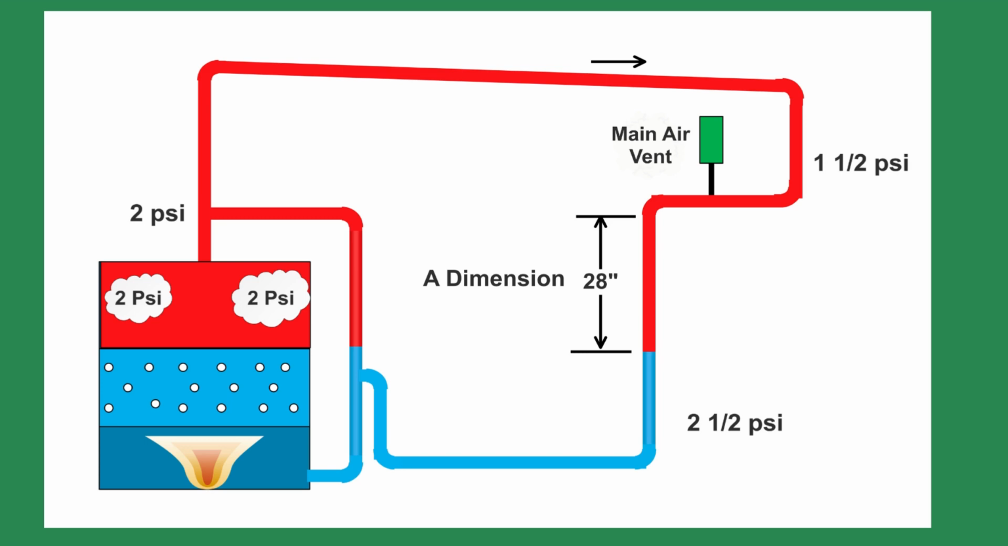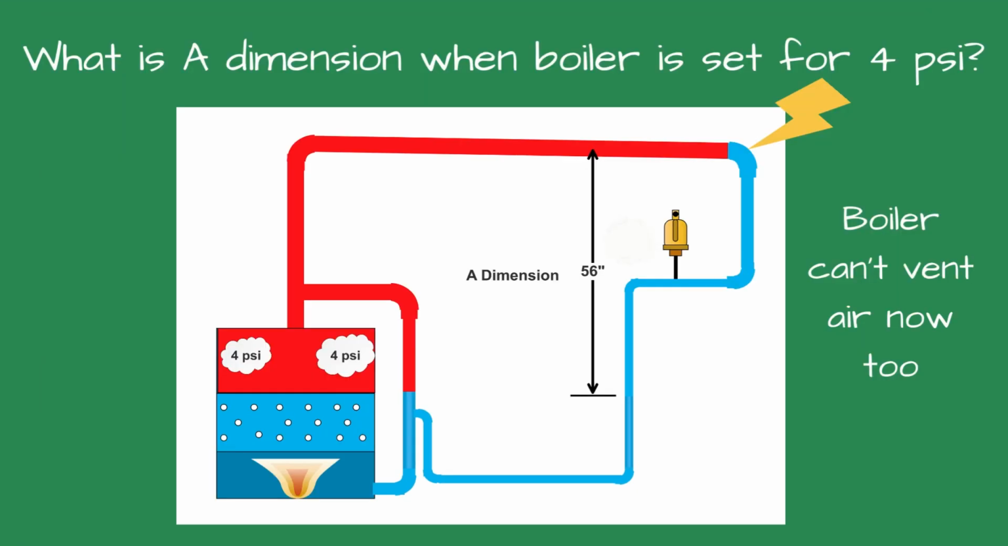This 28-inch column only works when the steam pressure is at 2 psi or less. If someone increased the boiler pressure to 4 psi, we would need a column of water double that, or 56 inches. In other words, the system would require a column of water almost 5 feet tall to have enough pressure to overcome the 4 psi.